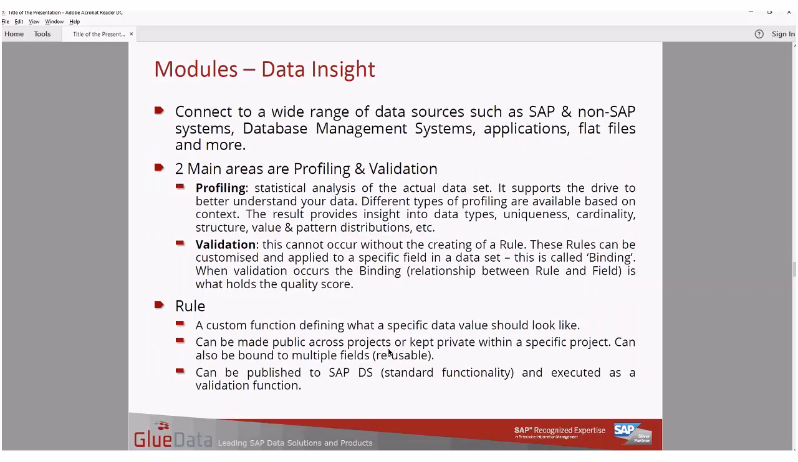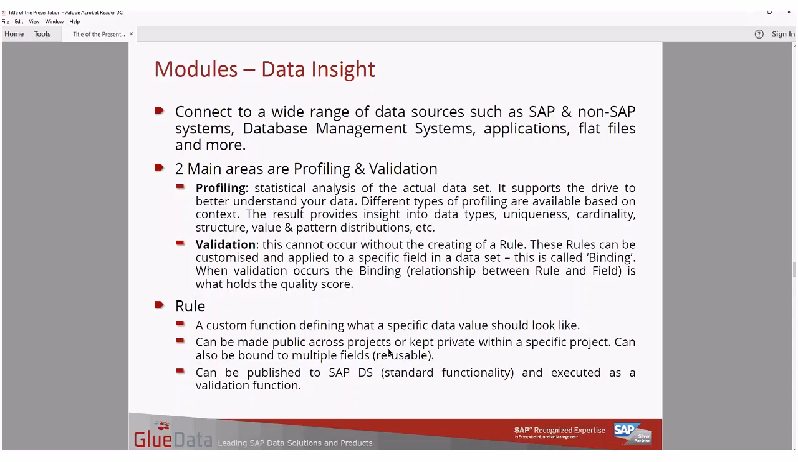Okay, so going into detail for Data Insight. Data Insight, basically you can pull in a range of sources. I've mentioned the integration capability of data services, and the exact same is available in Information Steward, or pretty much the same. You then have two sort of focus areas within Data Insight.